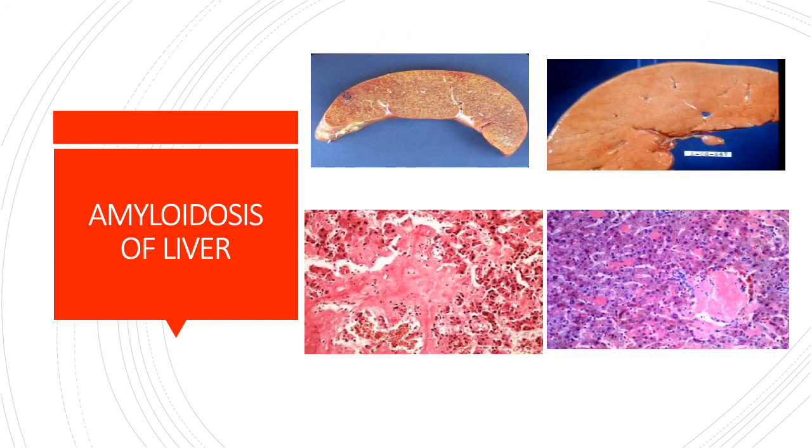Coming to amyloidosis of liver, again the liver is enlarged. There are waxy yellowish deposits in the organ. So in amyloidosis, the organ is enlarged and has waxy yellowish deposits. Remember, waxy yellowish deposits are what we see grossly in any organ involved with amyloidosis. The same amyloid deposit under the microscope can be seen between the hepatocytes, that is in the sinusoids and in the capillaries.